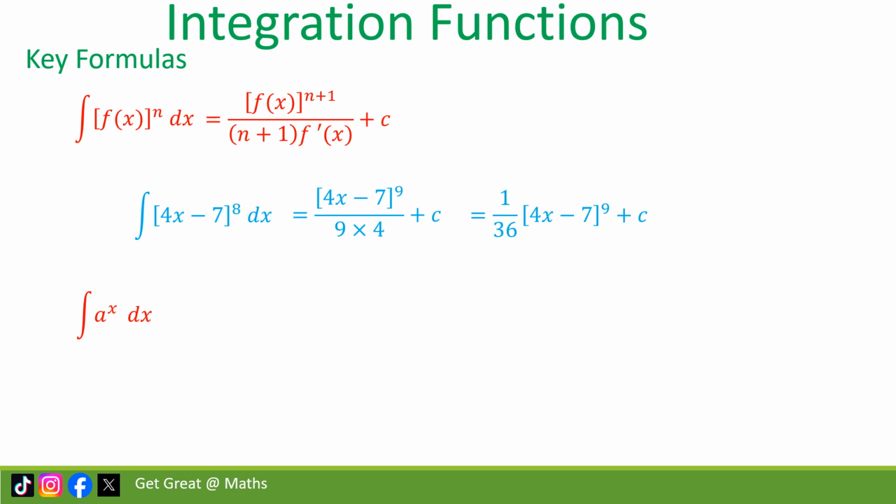The next formula is not so commonly used, but you may come across it if you've got to integrate a to the power of x dx. This is a to the power of x divided by ln a, plus c. So for example, if I've got 4 to the power of x, to integrate this gives me 4 to the power of x divided by ln of 4, plus c.